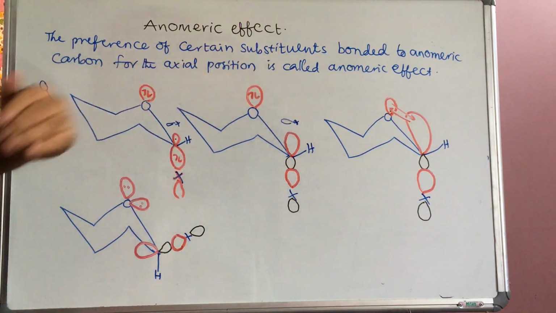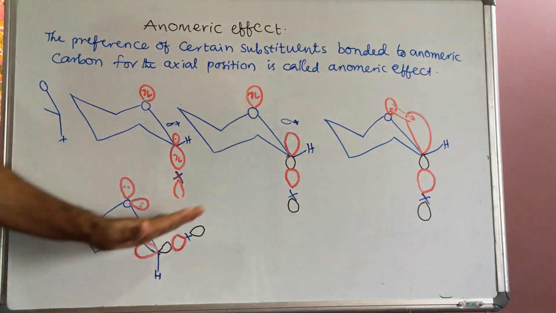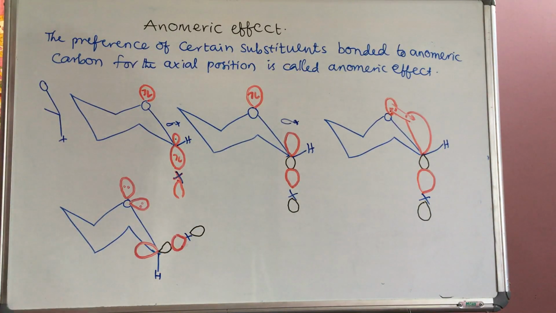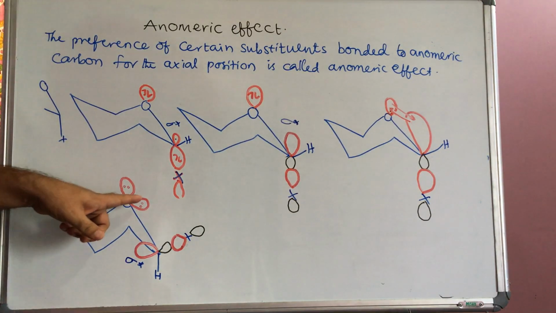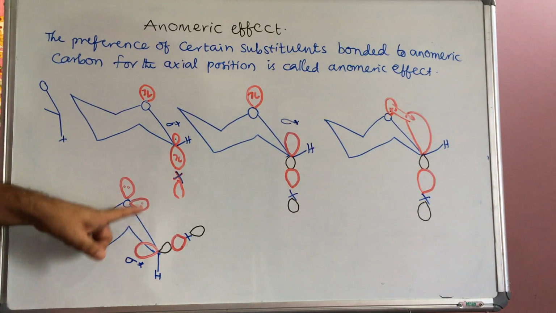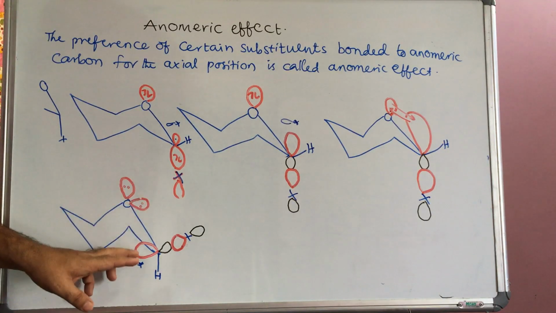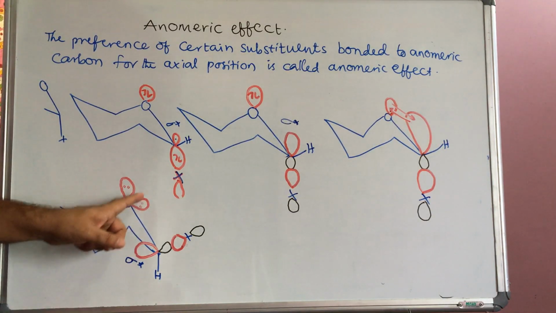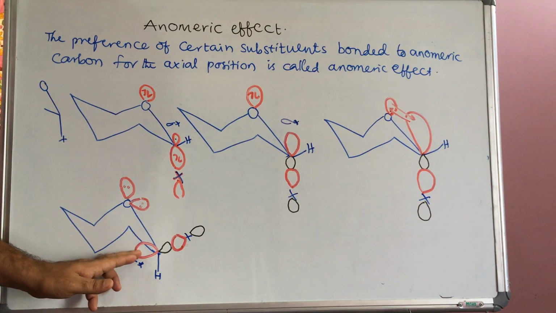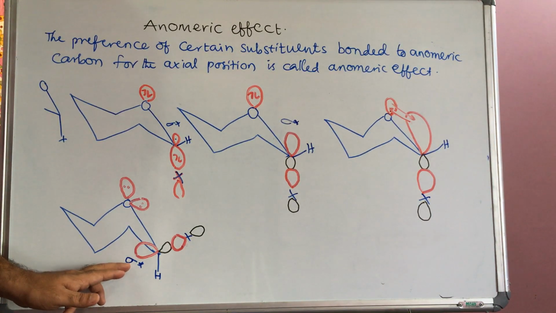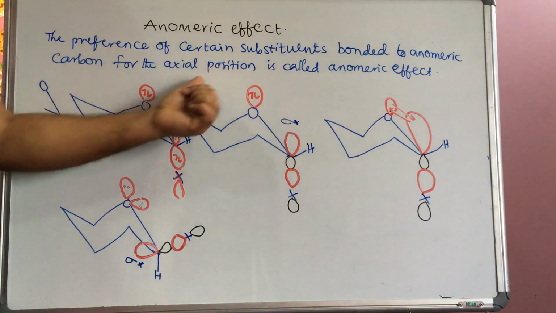If it is the equatorial position, what will happen? If it is equatorial, this bond, whatever is there, is equatorial. So the sigma star anti-bonding orbital is here, and this is the equatorial lone pair. These are in opposite directions, so overlapping will be difficult. That's why it is not stabilized. This electron pair will not move because these are not parallel, they are on opposite sides. That's why this lone pair will not overlap with this sigma star anti-bonding orbital and it is a less stable form. Therefore some groups prefer the axial position.